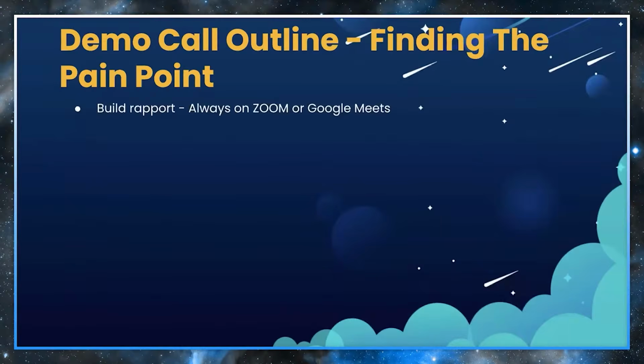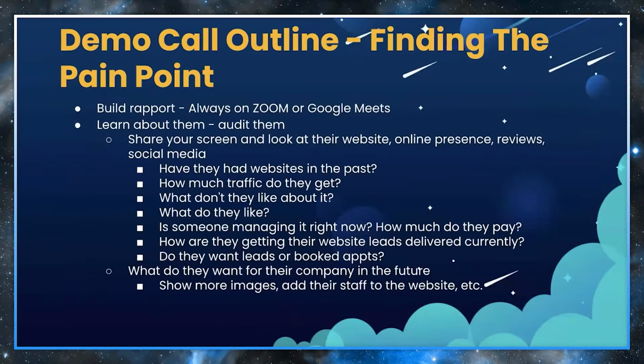So demo call outline, finding the pain point. Again, always on Zoom, you have to learn about them. You have to audit them. This is like an audit call. Share your screen, look at their website, online presence, reviews, and ask them questions. The way you sell is by getting them to realize that they actually need you or need your services and that they need to improve. And then at the end, you tie it all back and say, look, we could do all this. I mean, do you want us just to take care of this for you? Then they've been saying yes the entire call, and they're just going to say, okay, sure, yes. They know they have the pain.